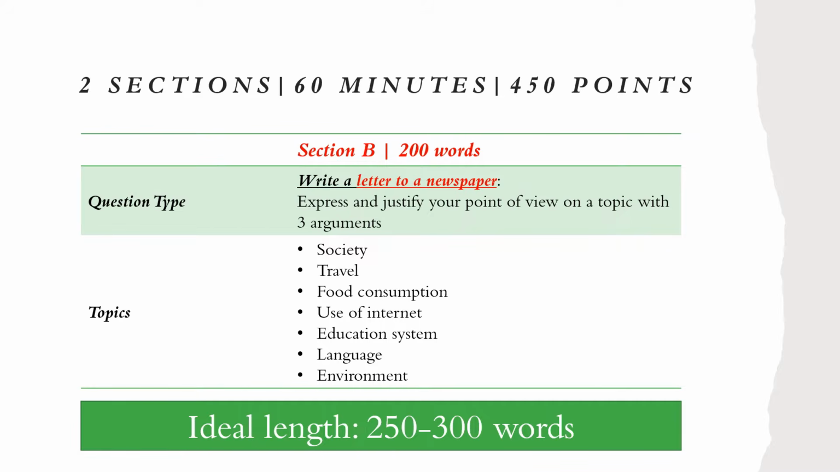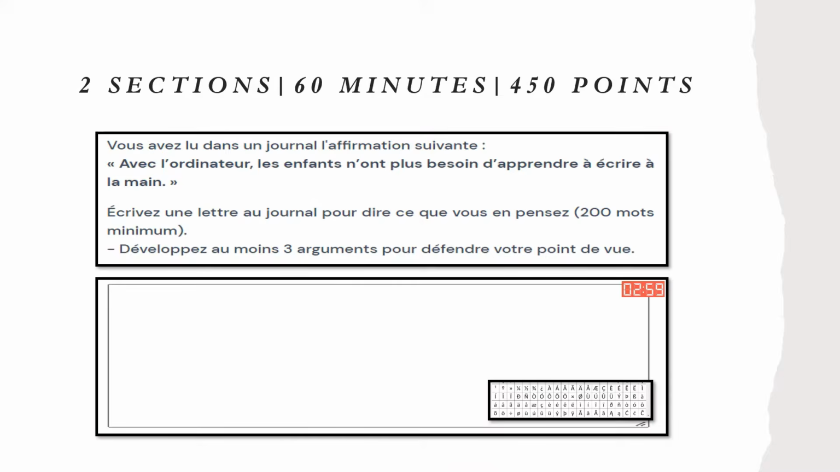So it is advisable to stay between 250 to 300, but you should really not go beyond 300 words, because the more you write, the more chances you will make mistakes. So try to write to the point, but if you stay between 250 to 300, I think that would be the ideal range. So this is one of the examples of section B.